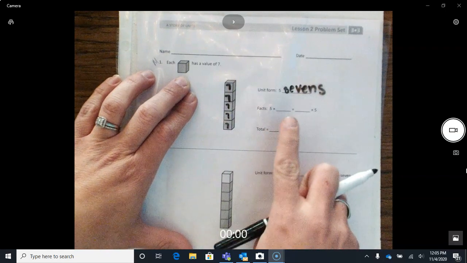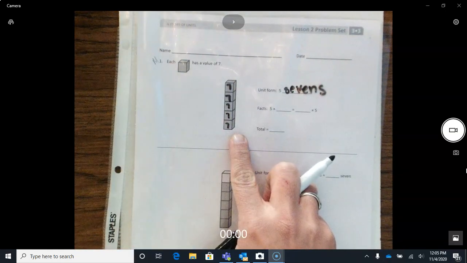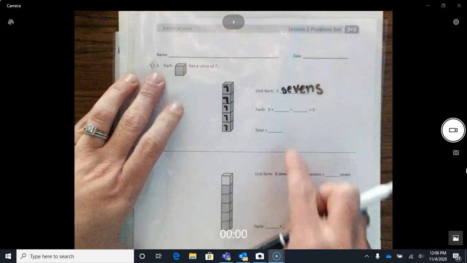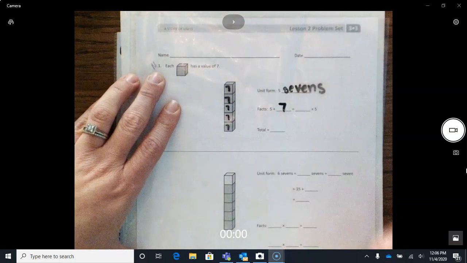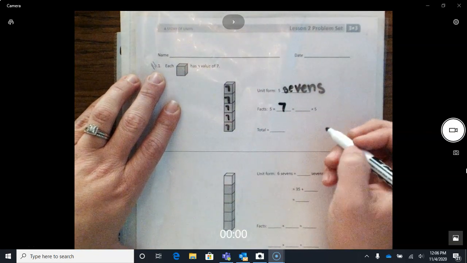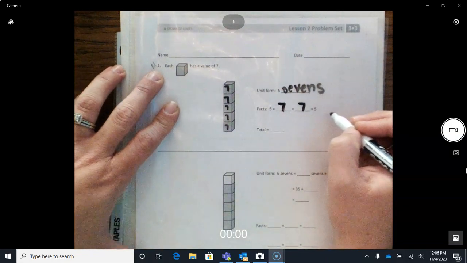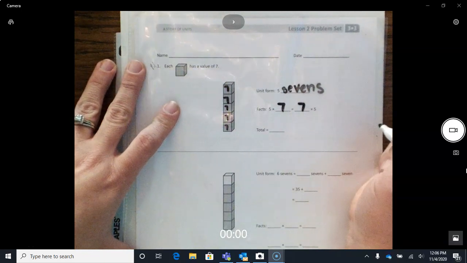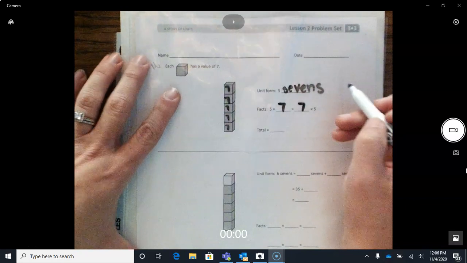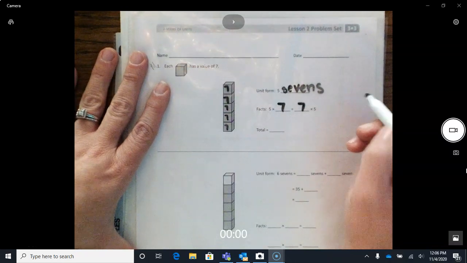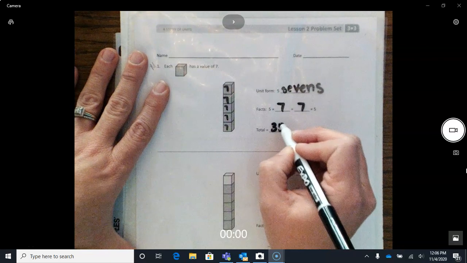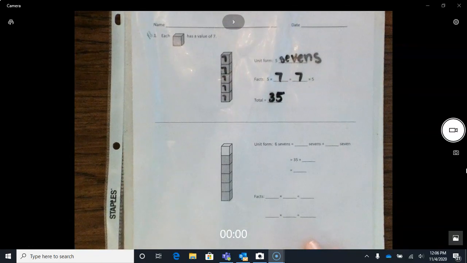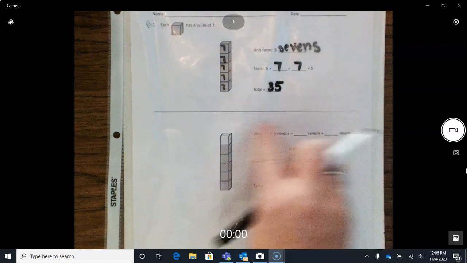And now we're going to write the facts that represent this picture and matches this unit form of the equation. So 5 7s is the same as 5 times 7, which is equal to 7 times 5. And now we need to find the product of those equations. And we're going to skip count to help us figure those out. And yes, it will equal 35. Good job.